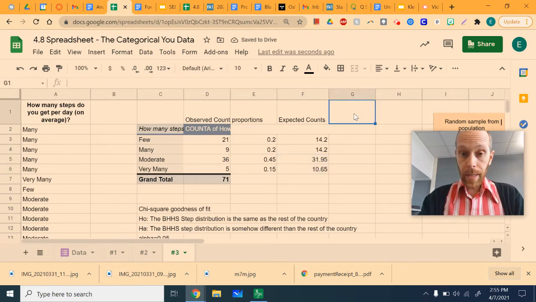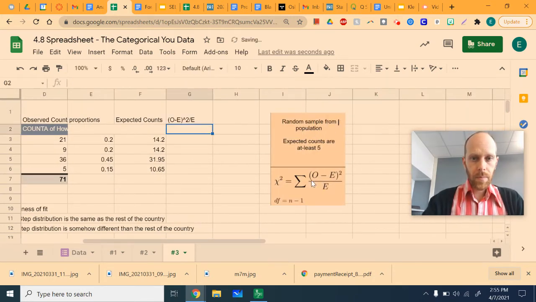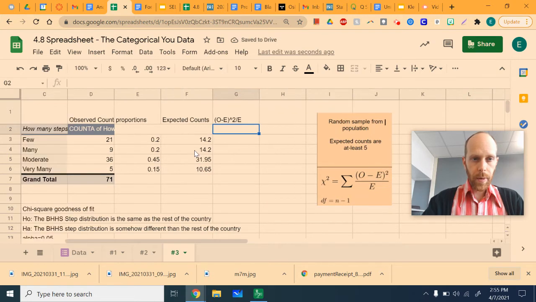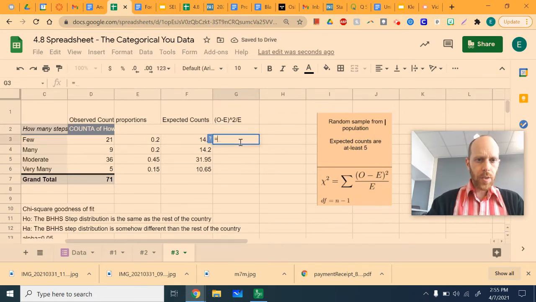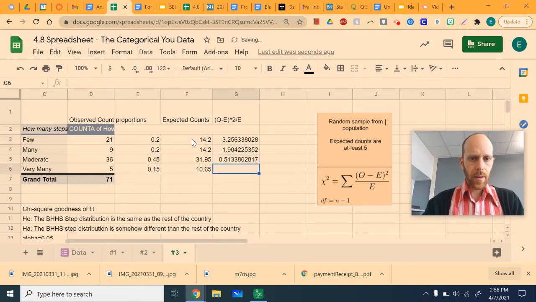And then here, the next thing we need is our partial sums. Recall that our partial sums are taking the observed, subtracting the expected, squaring it, and then dividing by the expected. So we're using this formula right here. So the first one is going to be observed minus expected squared divided by expected. And then I'm going to paste that formula here and here and here.